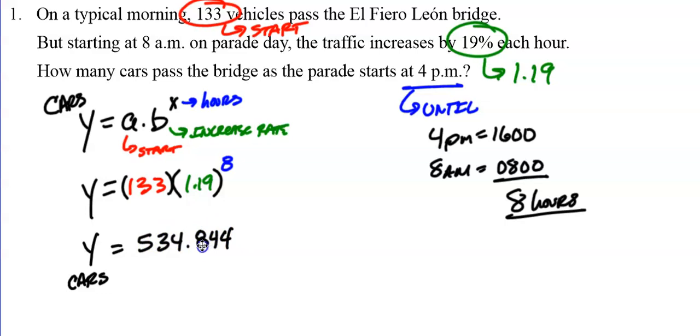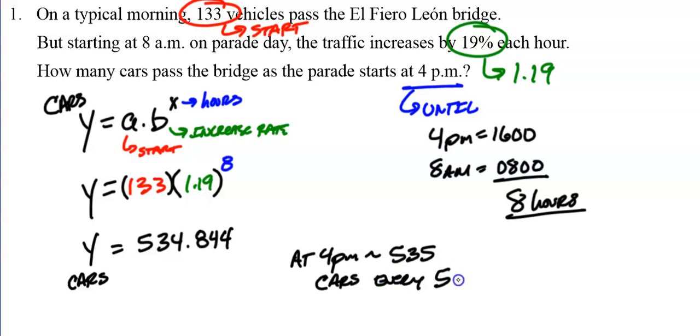And since we're planning for the number of cars, we're going to round up because we want to be on the safe side. So at 4 p.m., we're going to get approximately 535 cars every 5 minutes. That basically means that's what we have passing that point. So 535 cars.